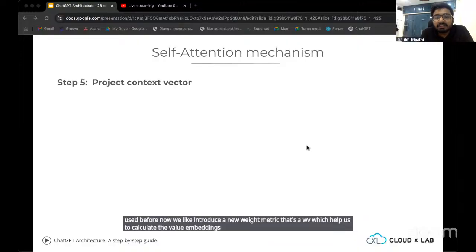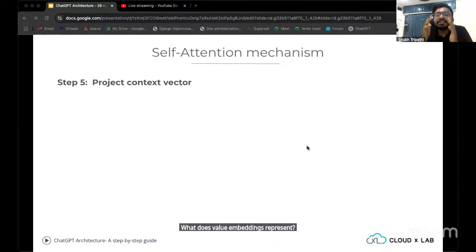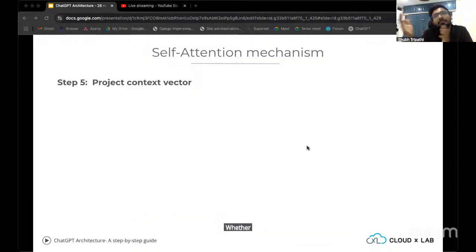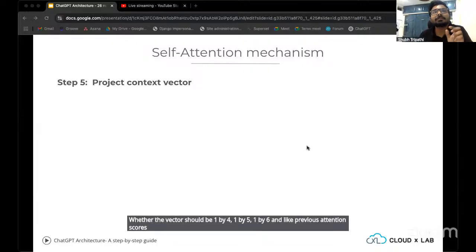What do value embeddings represent? What information each word should contribute to the final output. This is one use case of value embedding. The second use case is for what dimension we want the attention scores to be presented. What should be the shape of the output? Previous attention scores are of the shape 1 by n, where each value represents the attention which that particular word gives to the nth word.